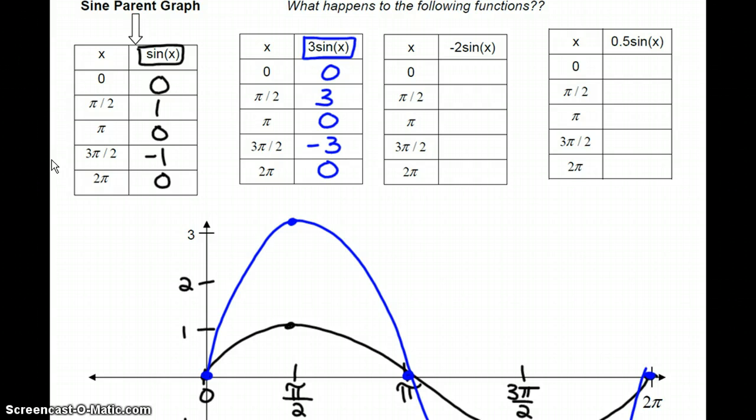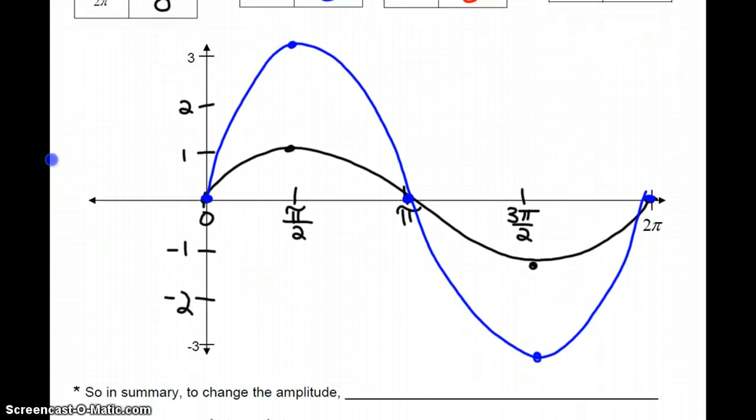Negative 2 sine of x. So now two things are different. I'm going to graph this one in red. There's a negative sign in front, and there's a 2 in front. Refer back to your parent graph. Multiply all those y values by a negative 2. We get 0, negative 2, 0, positive 2, 0. Go ahead and graph this function, negative 2 sine of x.